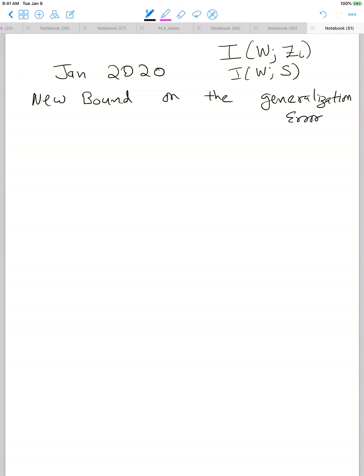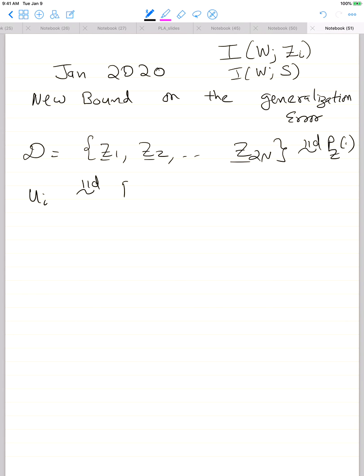They said that suppose we have 2n samples, which are sampled IID from P_Z. Our training set is of n samples, but it is constructed like this. Suppose I have U_i to be IID Bernoulli half random variables for i equals 1, 2, up to n. And the training set is selected like this.